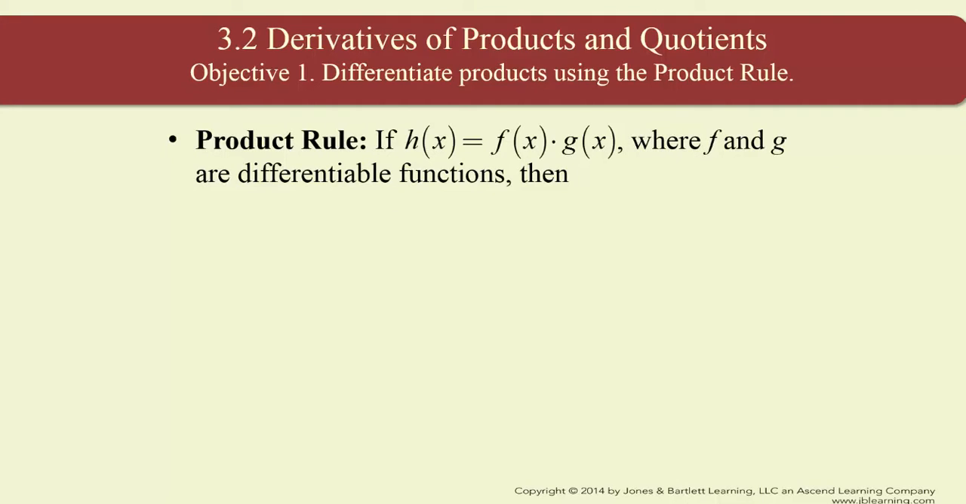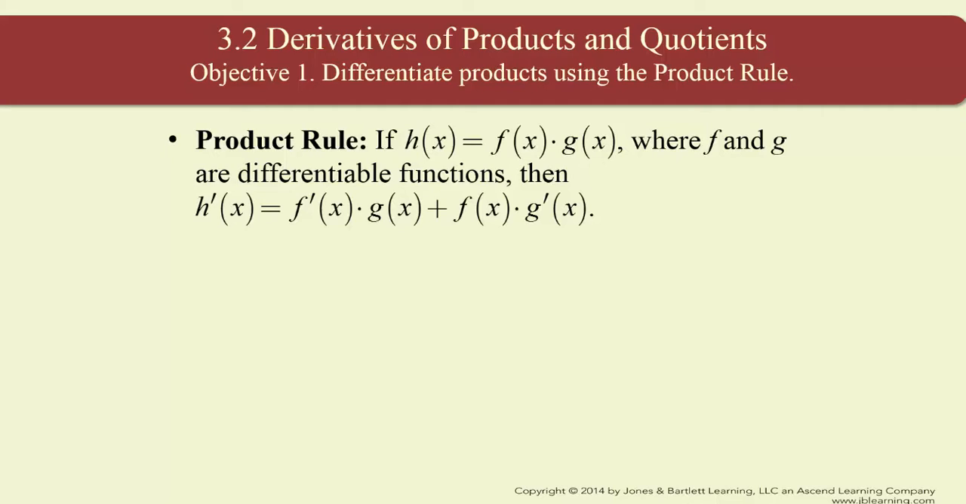So here we go, folks. The product rule. The product rule says if your function h of x is equal to f of x times g of x, so a product of two functions, and f and g are differentiable functions. That's just a fancy way of saying, hey, you can get derivatives for those functions. So look, if you have a product of two functions, then the derivative h prime of x is equal to f prime of x times g of x plus f of x times g prime of x.